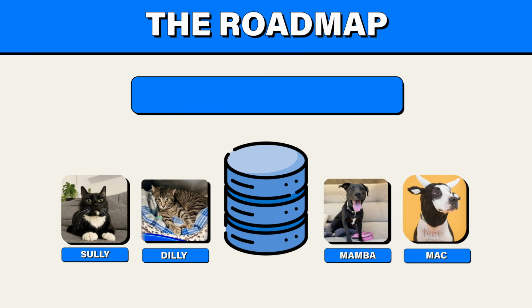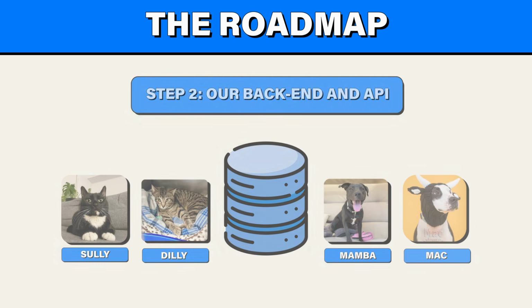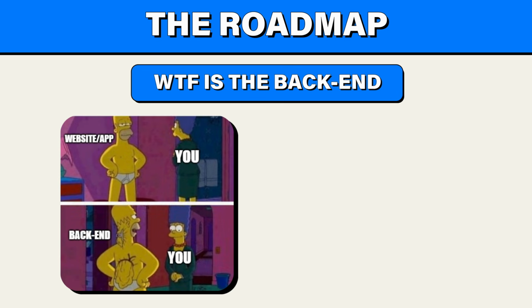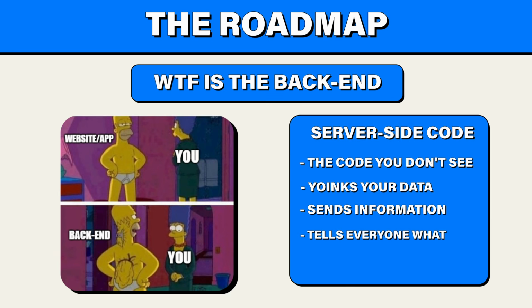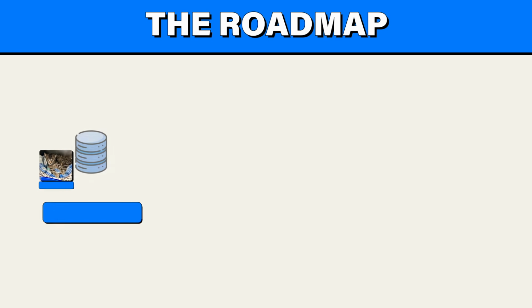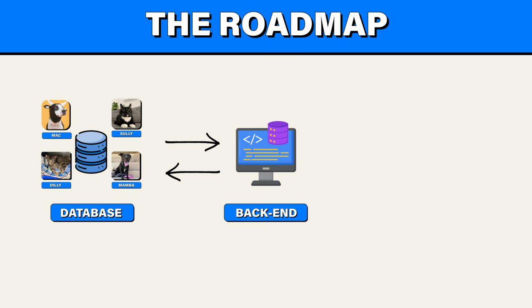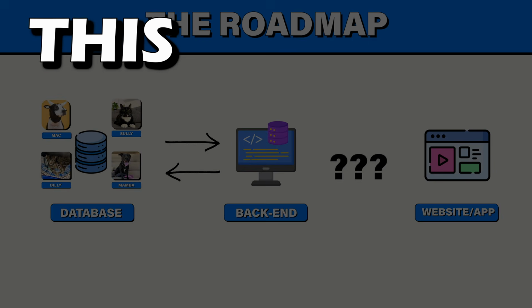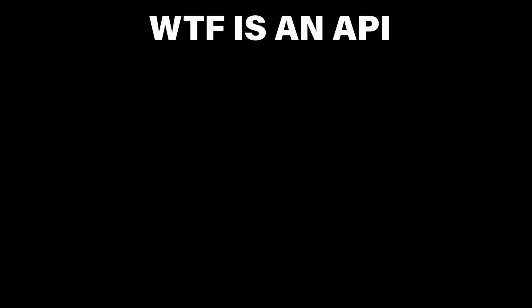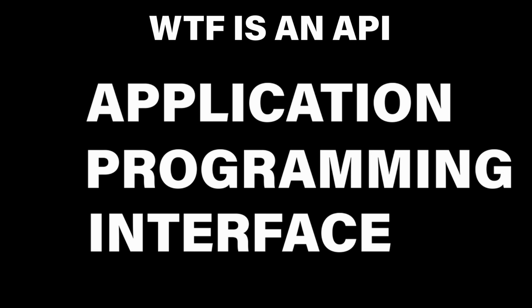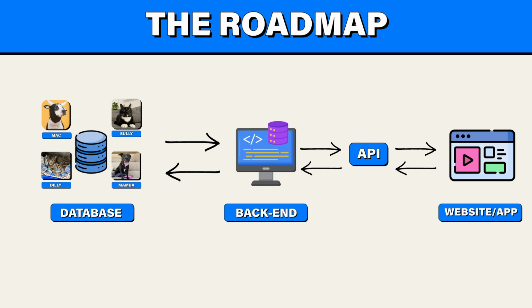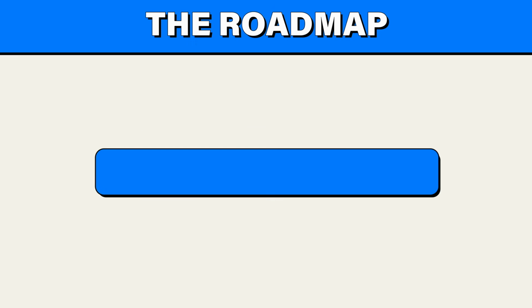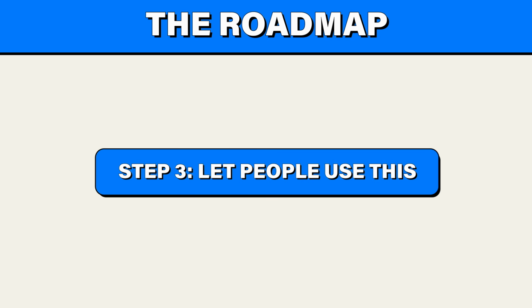The next step is to make the pet data we collected usable. This is where step 2 comes into place, our backend and API. Now, for those of you who don't code, the backend is basically everything you don't see on the website or app, and it's usually used for manipulating the data we have in our database. So in our case, it's going to give us all the information we need about the pets, but it only gives that information to the backend. The backend now needs a way to send that information to our website and app. This is where our API comes in. An API stands for an application programming interface, and it's going to act as the bridge between our backend and our website and app.